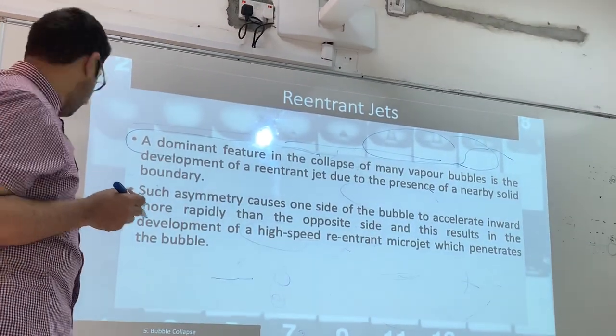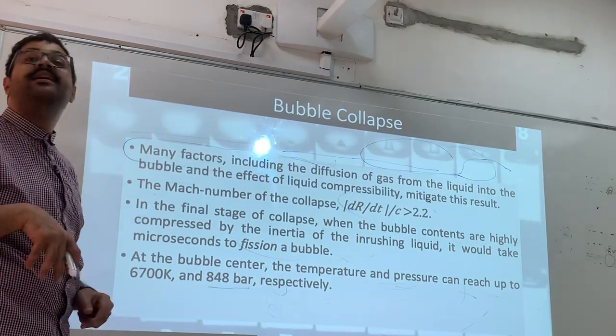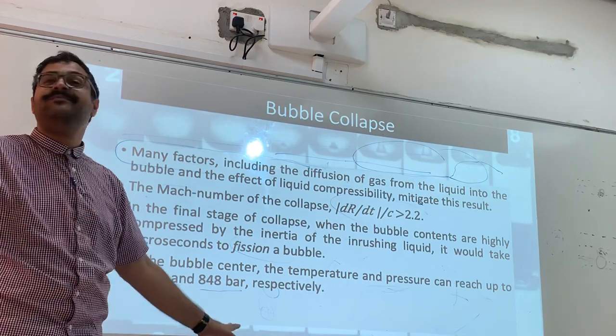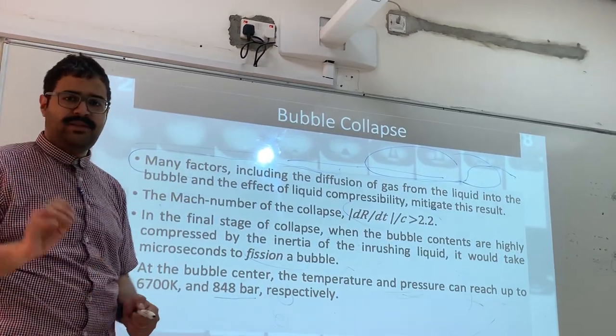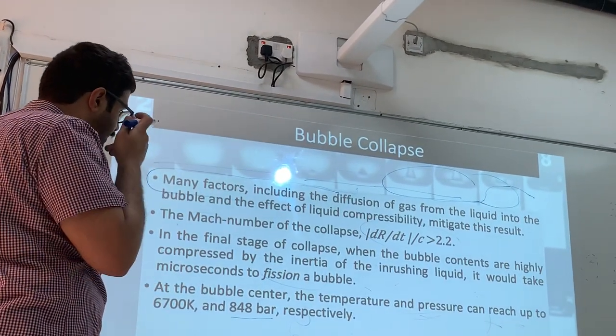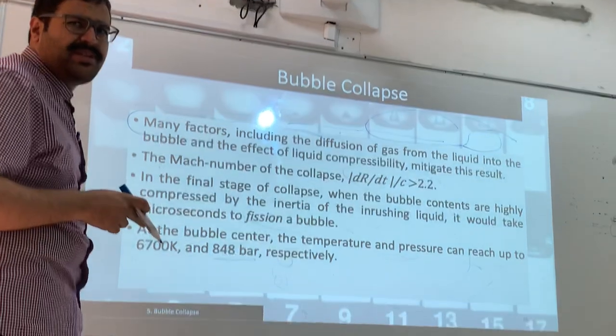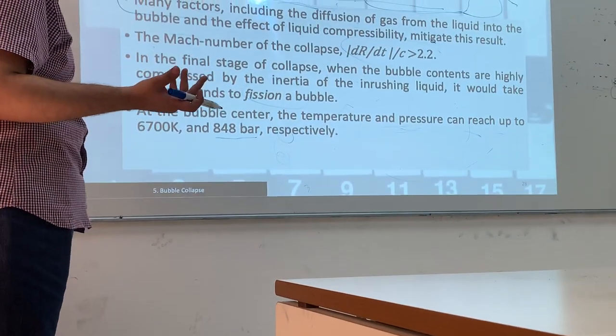What do you mean by these numbers? This means that they can reach these numbers very, very near collapse. Before collapse, this will happen. The pressure and temperature are much, much less when the bubble is stable, but bubbles are not very stable things.